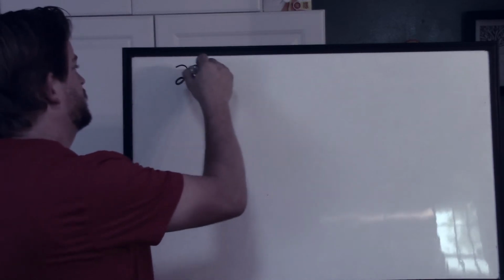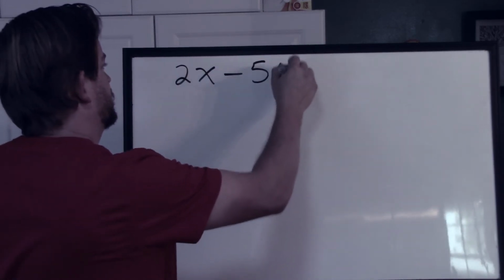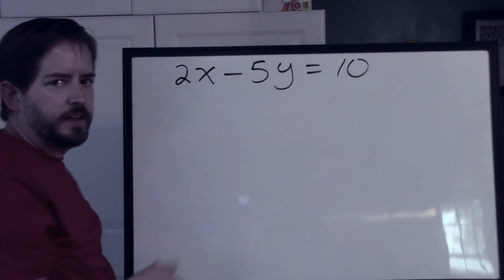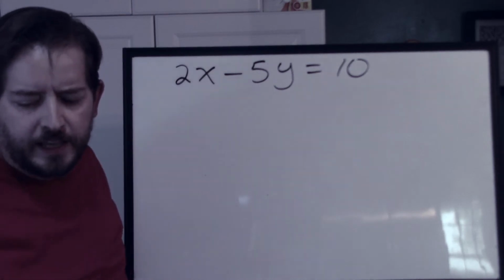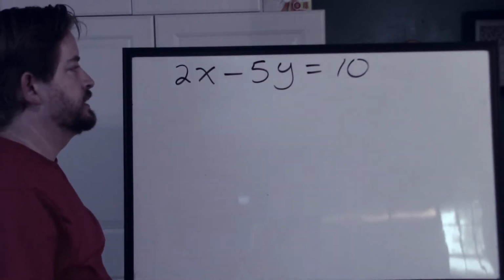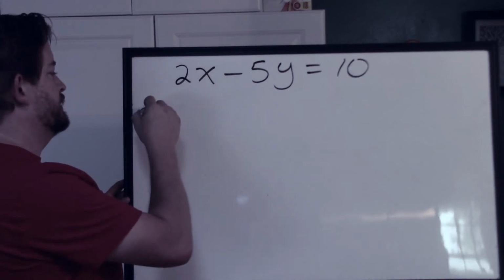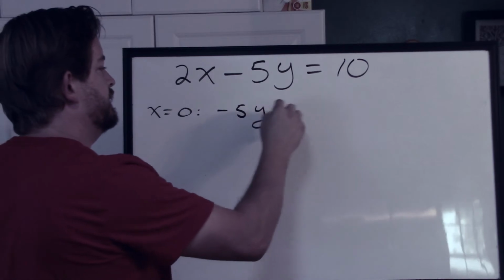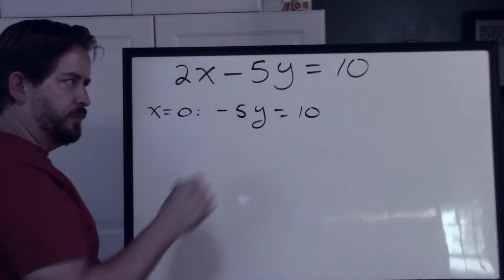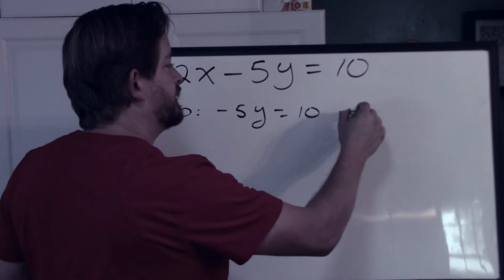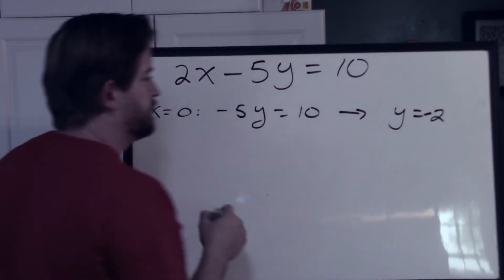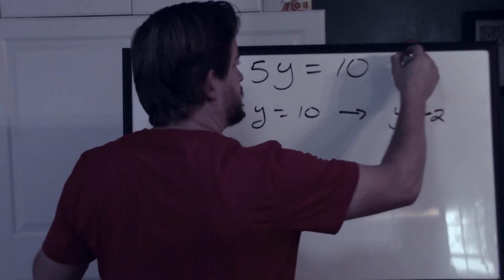Let's look at 2x minus 5y equals 10. Again, you notice 2 and 5 both divide 10. That's what makes this kind of nice, gives you nice integer intercepts. But if x is 0, we're left with just -5y equals 10. Right? If we divide both of these by -5, we're going to end up with y is -2, excuse me. So I have the point (0, -2).